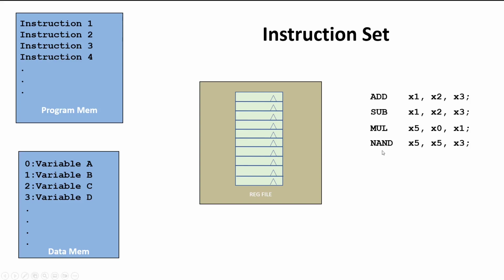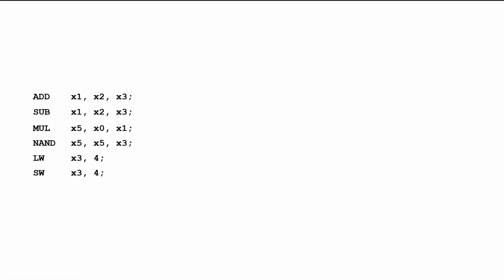We added NAND here because NAND is a universal gate. We can do all the other gates using NAND. You can Google it up too. And in addition to that, we also saw the instructions of load word and store word. So let's say that we only want to support these 6 kinds of instructions.